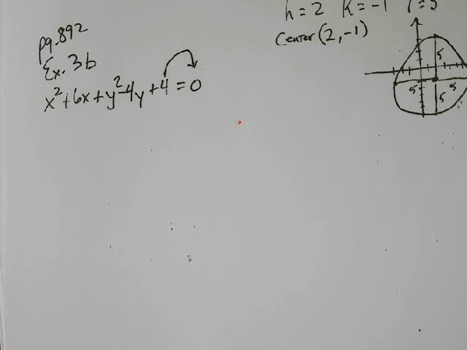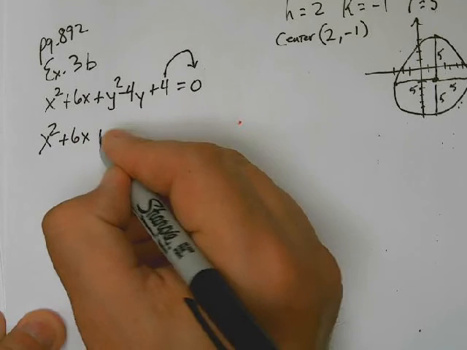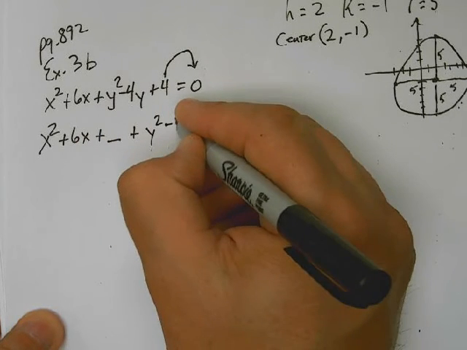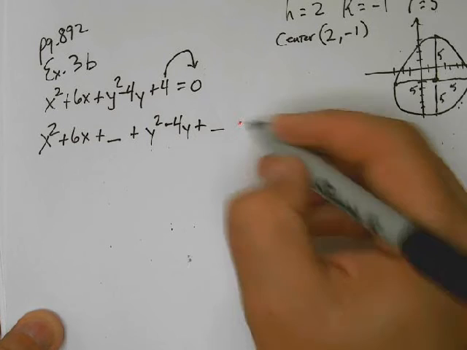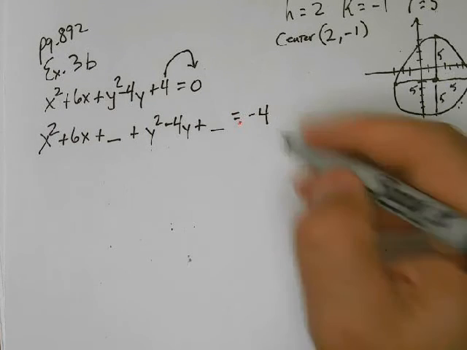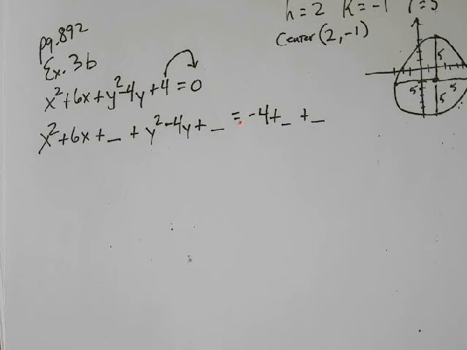All right, so let's manipulate the equation. I have x squared plus 6x plus blank plus y squared minus 4y plus blank. And that's equal. I take that 4, that constant, to the other side. Plus blank plus blank. Yeah, you have to do that. Now, they may be in the problem. I don't know. I didn't look at it. Oh, yeah, they are. They have spaces.